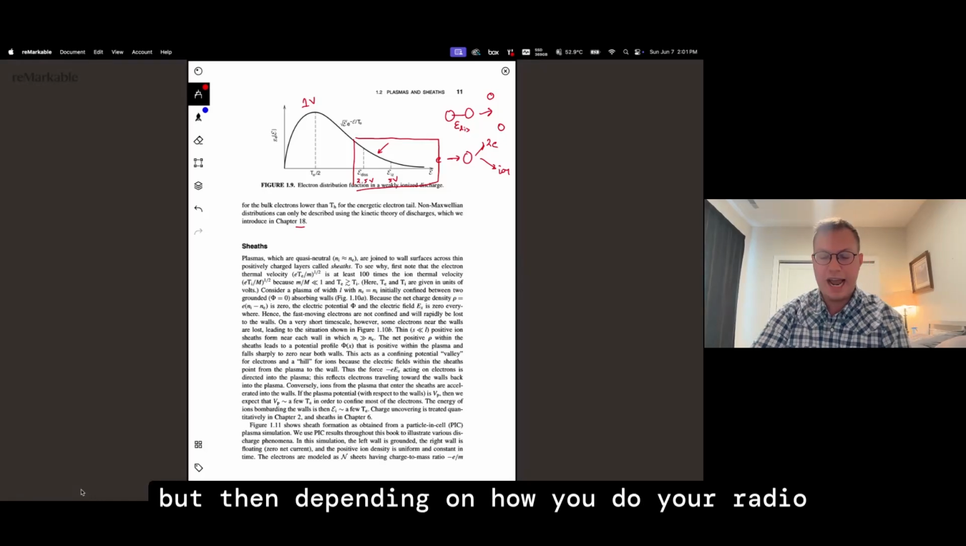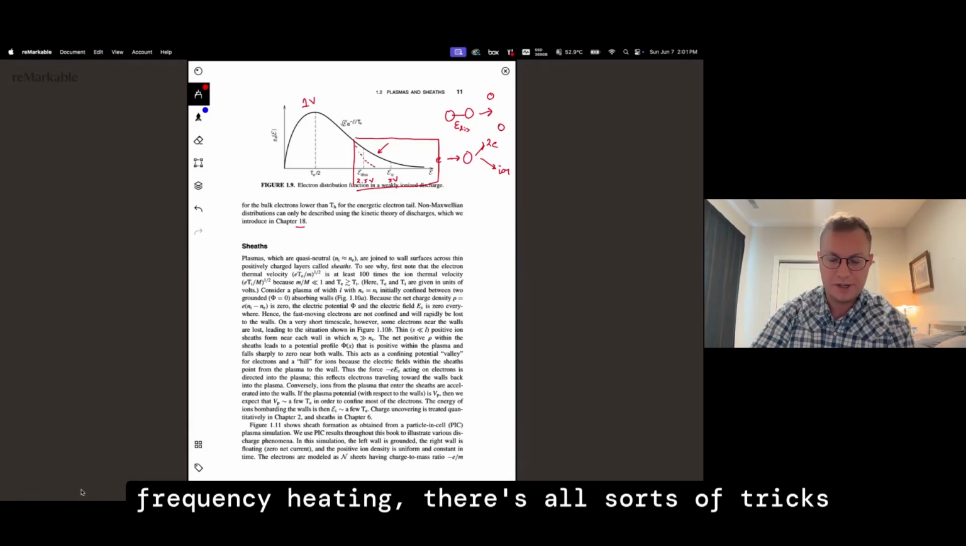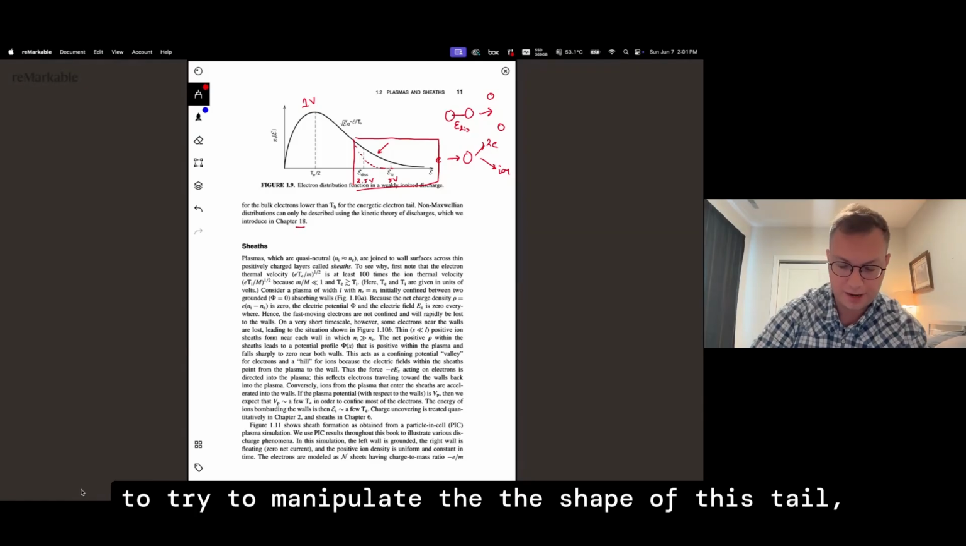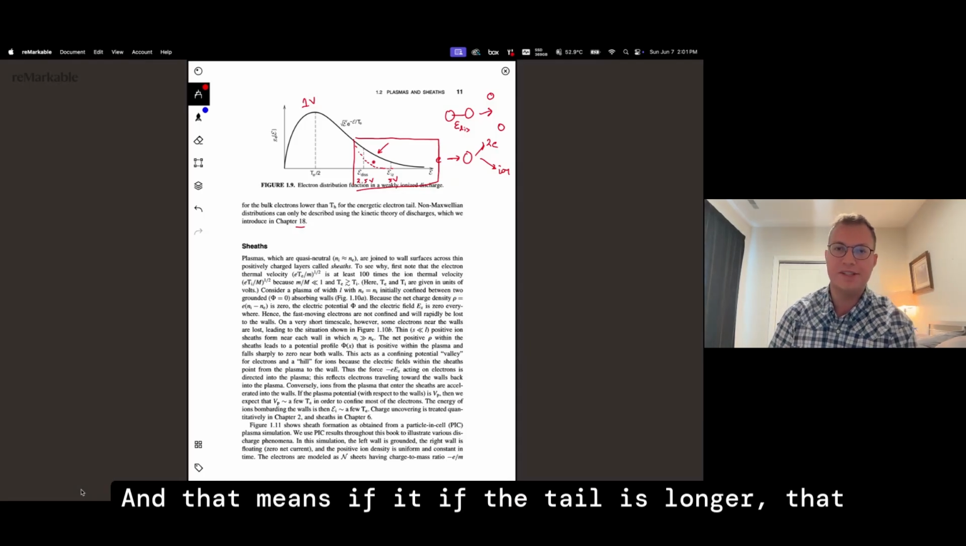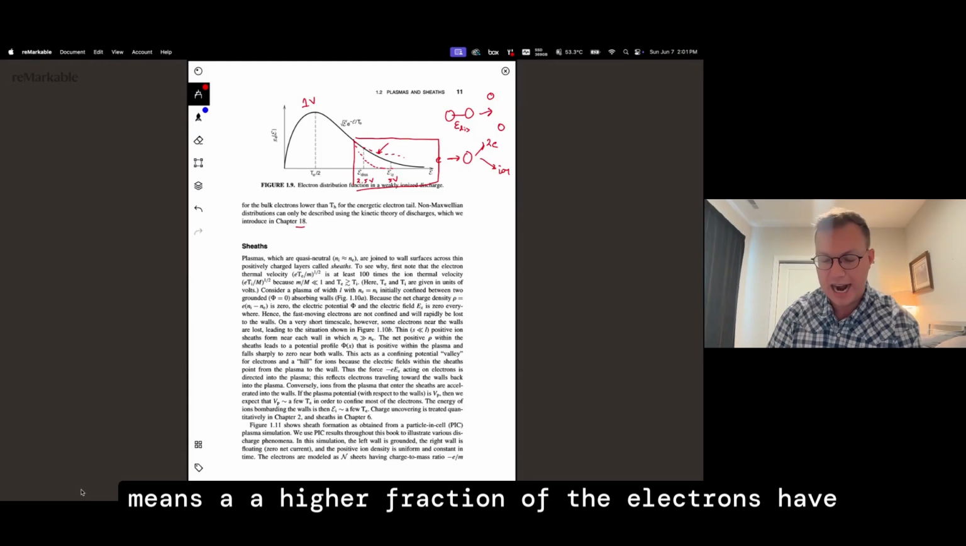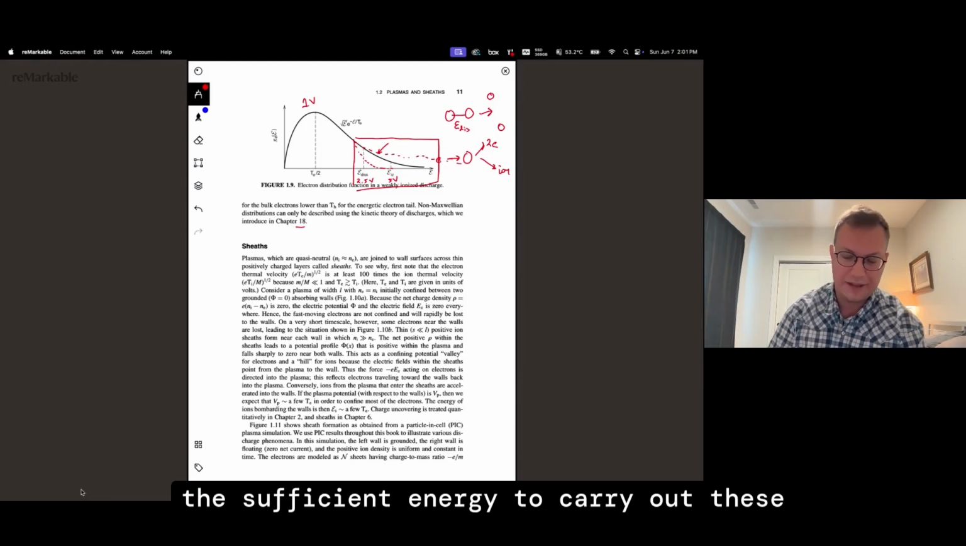Then, depending on how you do your radio frequency heating, there are all sorts of tricks to try to manipulate the shape of this tail, let's say to enhance the tail, to where it extends out longer. And if the tail is longer, that means a higher fraction of the electrons have sufficient energy to carry out these reactions.